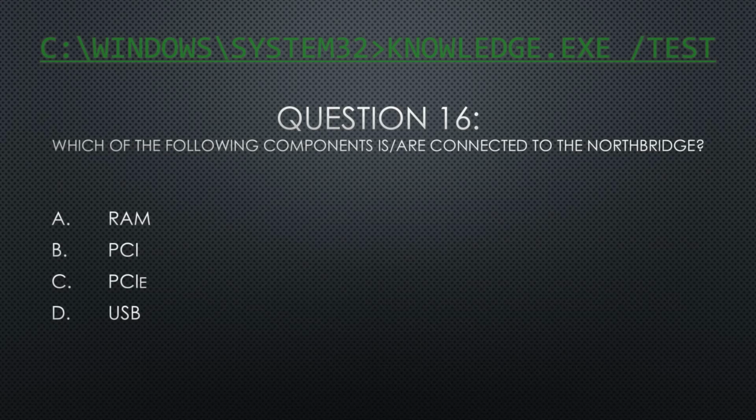Question number 16. Which of the following components is or are connected to the North Bridge? A. The RAM or random access memory. B. PCI. C. PCI Express. And D. USB. Answers A and C are correct. Think about the fastest and the highest priority components when thinking about the North Bridge, so in this case, the RAM and PCIe.